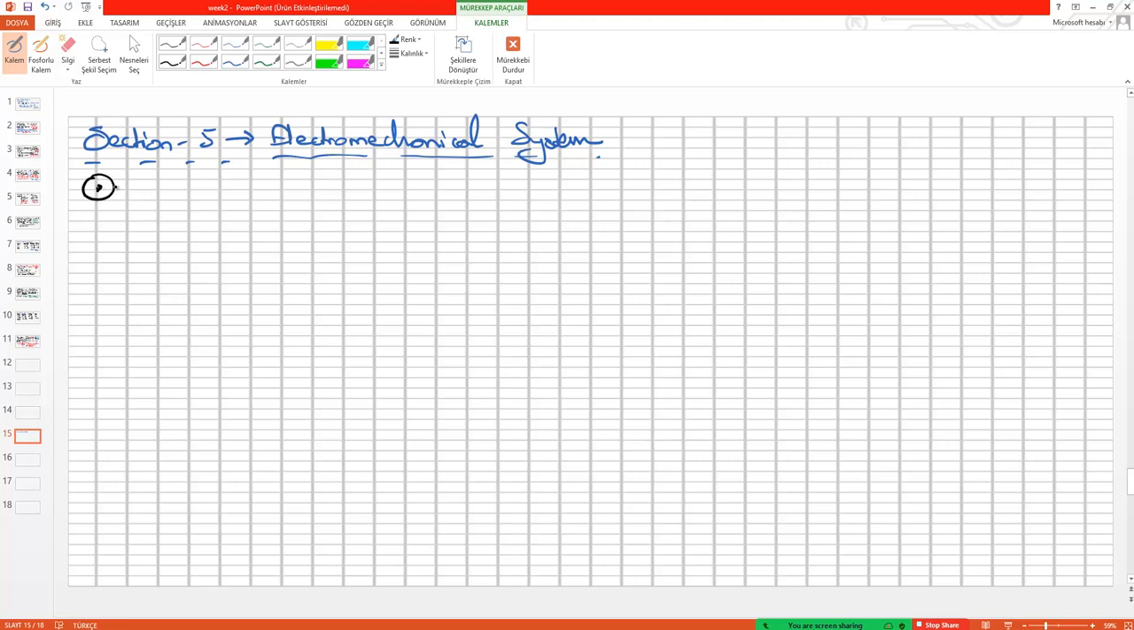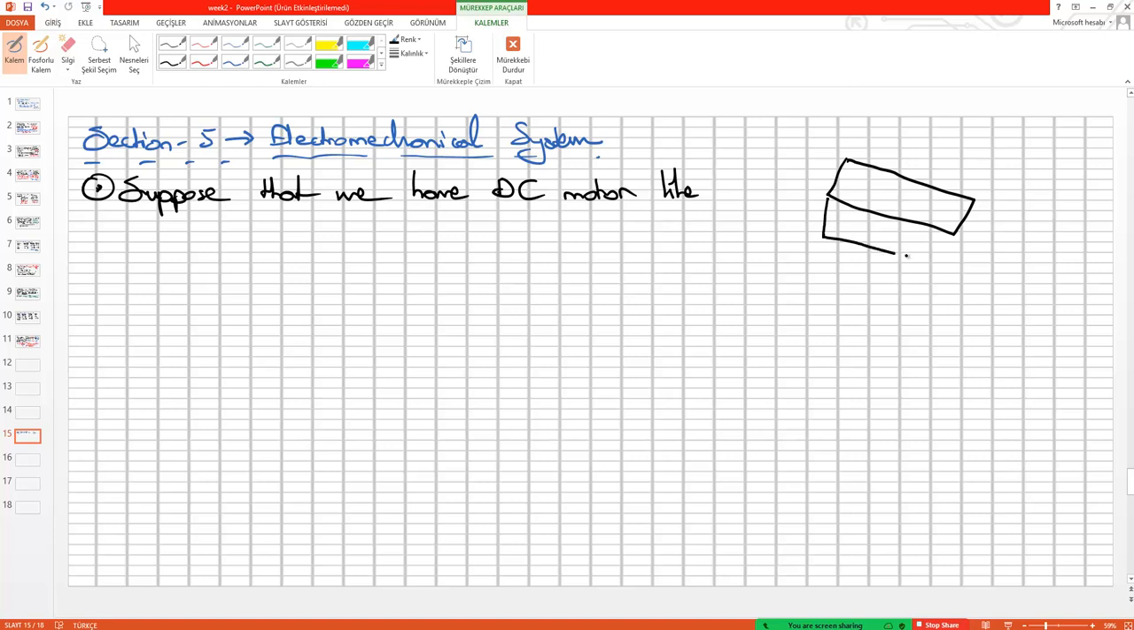Okay, and suppose that we have a DC motor like this one. This is the motor, and so we have a rotor or rod at this time, and maybe we have the spring factor in here, connecting or linking with the wall like this one.